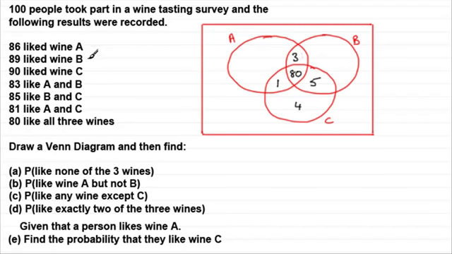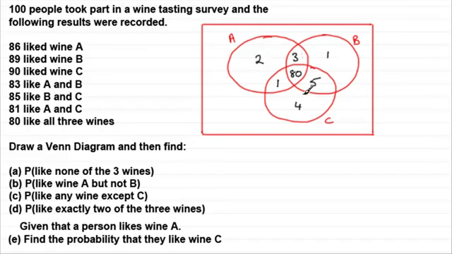89 like wine B? Well, we've got so far 85 and another 3 is 88. All of this is wine B, so what have we got left to bring this up to 89? Just one more person. And finally, well, I say finally, it's not quite actually, as you'll see in a moment, but 86 like wine A. Okay, so we've got wine A here, 86, so we've already got 83 and one more, 84, so that leaves us with 2 just liking A.